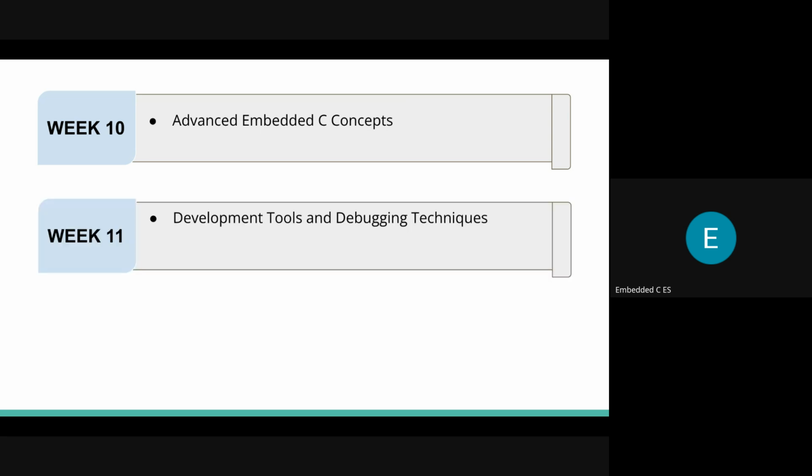Week 11, development tools and debugging techniques. In week 11 we'll explore the various development tools available for embedded systems. We'll discuss version control systems, which are crucial for managing your code base. We'll also cover advanced debugging techniques, static code analysis and automated testing like CI, continuous integration practices, to improve your code quality and development efficiency.